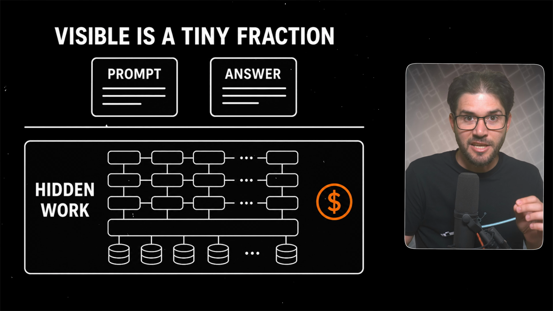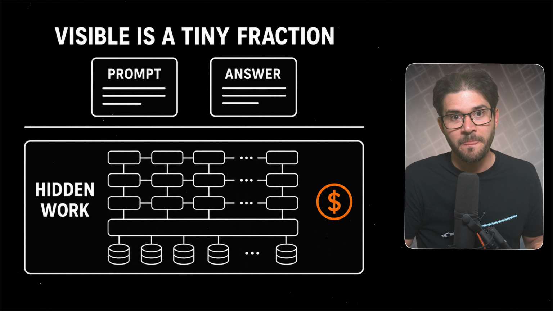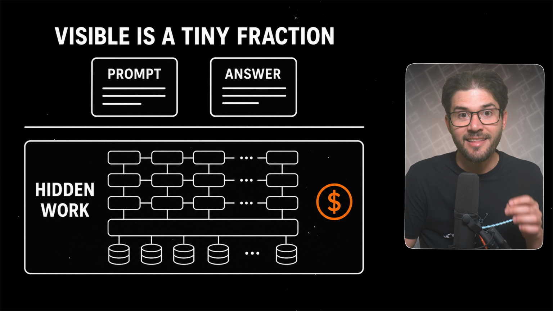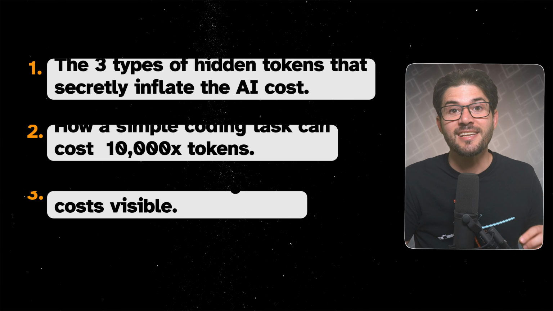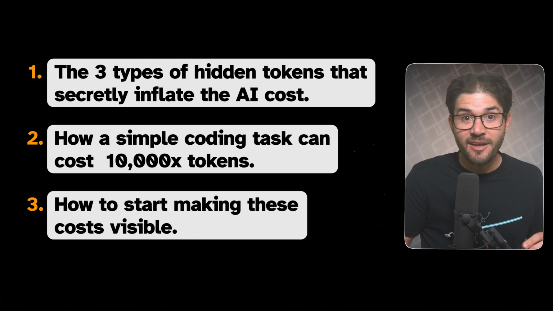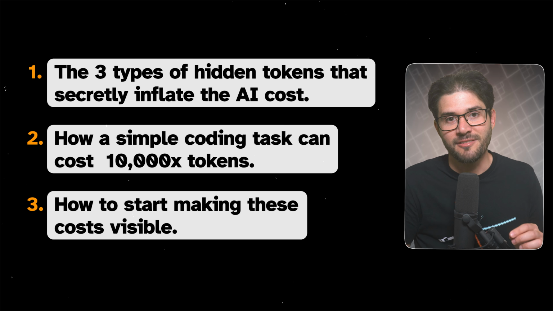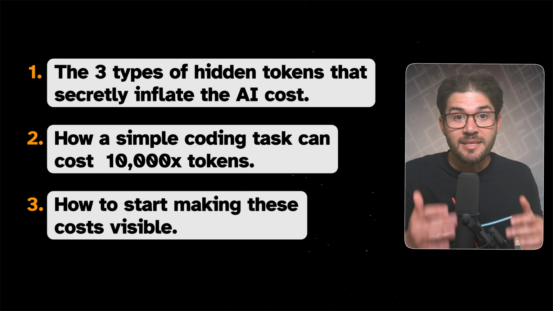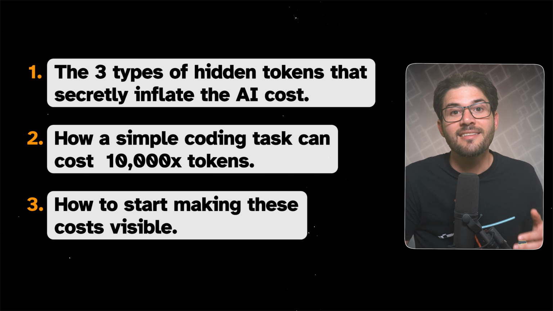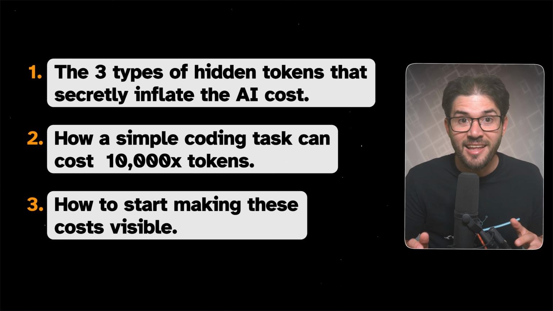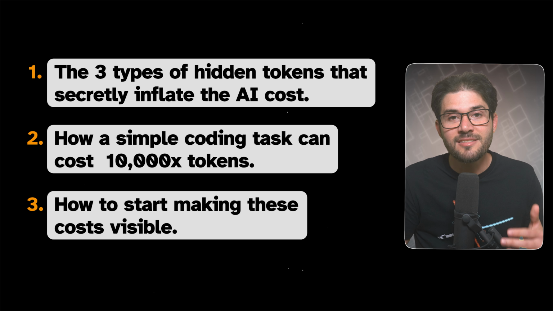Technically, the visible part of your interaction with an AI, I mean the prompt you type and the answer you get back, is a tiny fraction of the actual work being done. The real cost is hidden in the background. This video is precisely about those hidden tokens, and by the end you will first understand the 3 types of hidden tokens that secretly inflate the AI cost. Second, you will see how a simple coding task can cost tens of thousands of tokens. And finally, you will learn how to start making this cost visible.